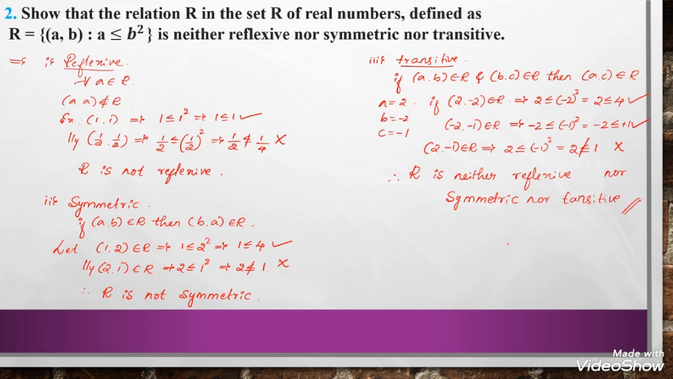This is the proof of the given problem. Okay, now let us move on to the next question.